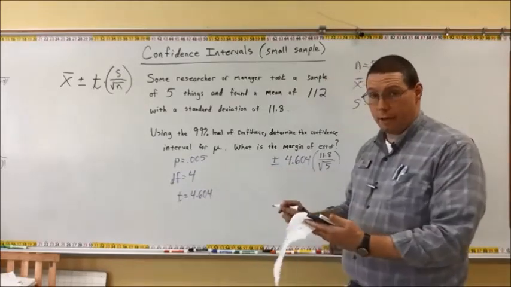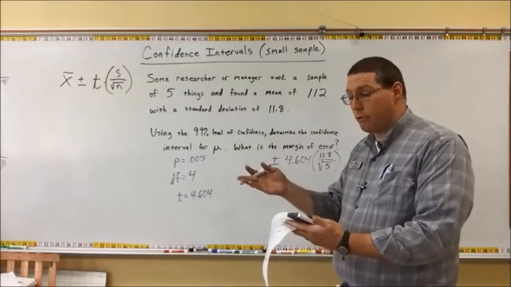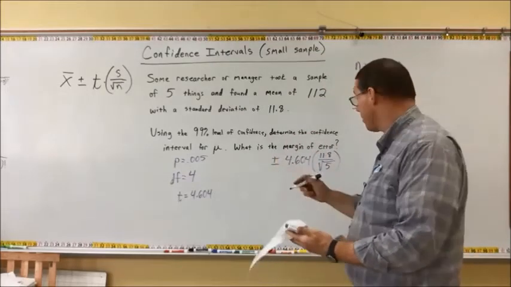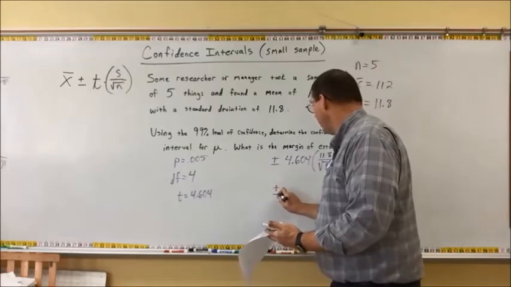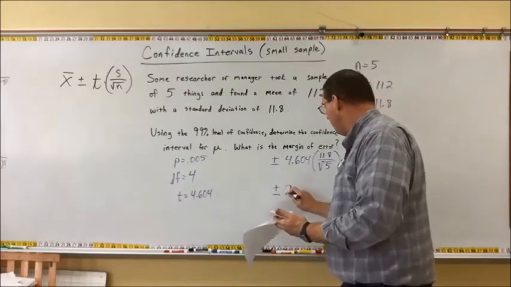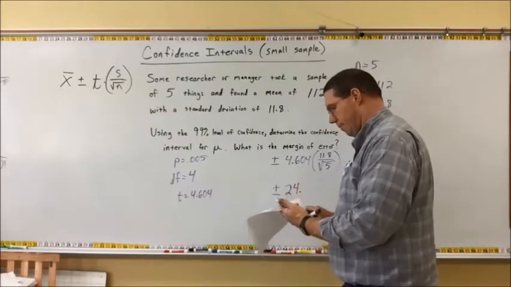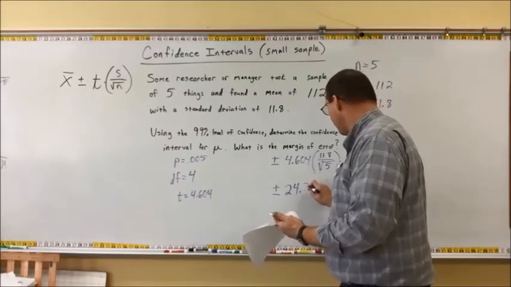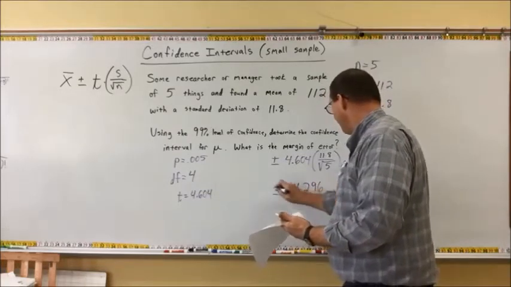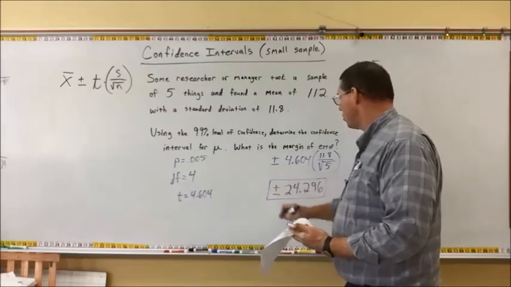24.296. That's rounded. The fourth digit is an 8, so it's going to round that 5 up to a 6. So our margin of error will be plus or minus 24.296. And that's our margin of error.